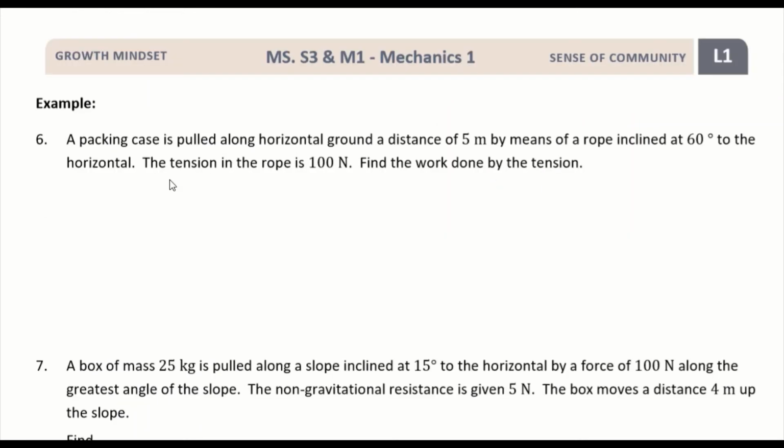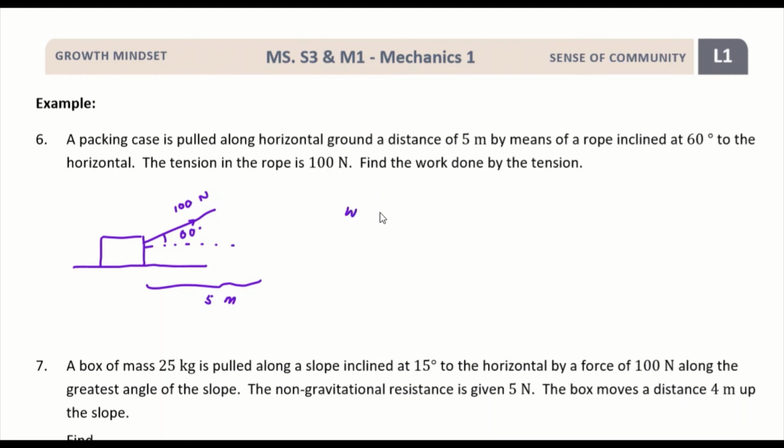Okay, a packing case is pulled along a horizontal ground a distance of 5 meters by means of a rope inclined at 60 degrees to the horizontal. So that's this horizontal ground. The packing case is pulled by means of a rope inclined at 60 degrees to the horizontal. All right, the tension of the rope is 100 newton. So the total distance is 5 meter. Okay, so find the work done by the tension.